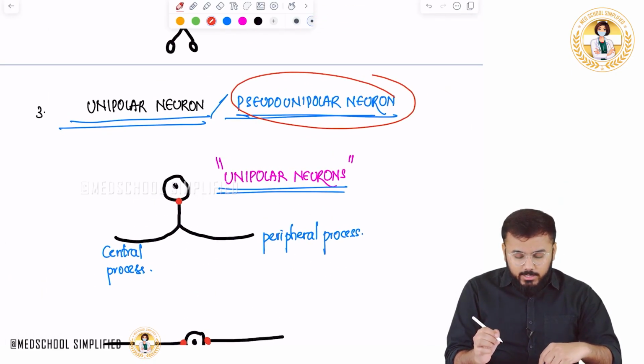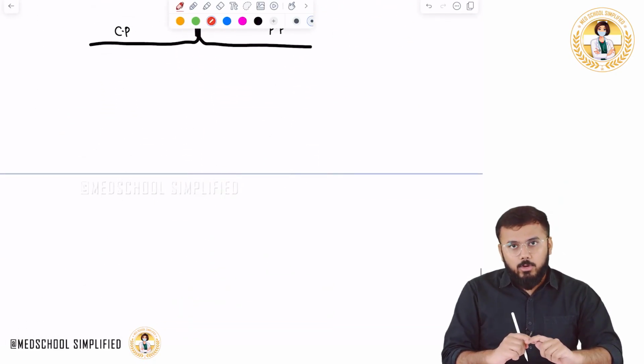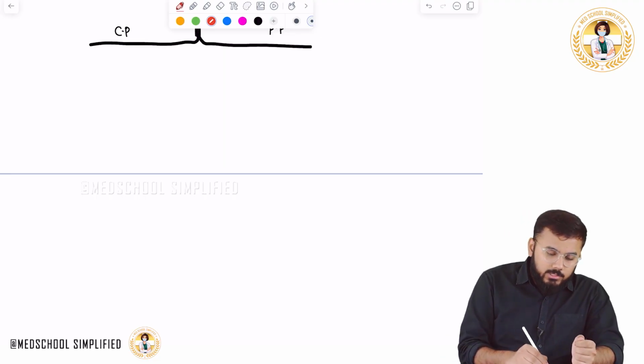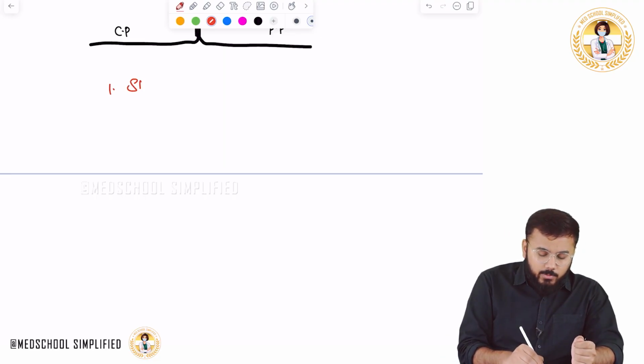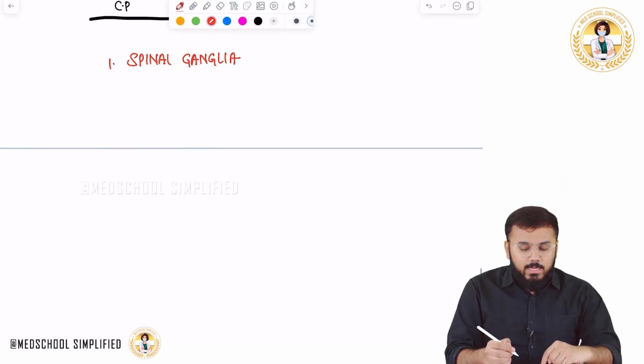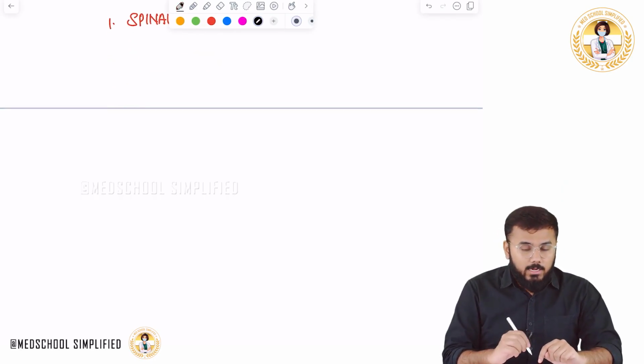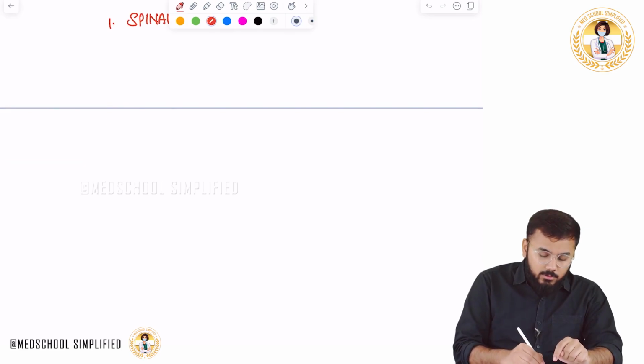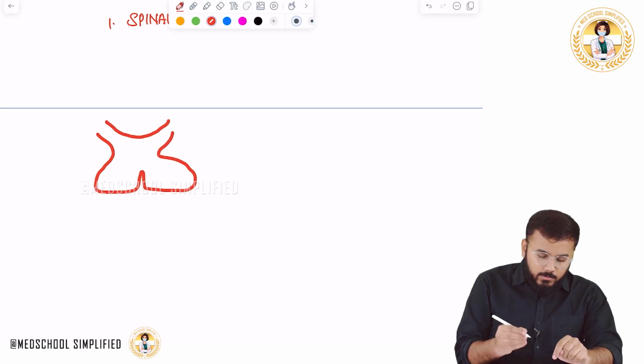Let us look at the examples of where this pseudo-unipolar neuron is present. The first important example over here is your spinal ganglia. Spinal ganglia is one such structure. Where is your spinal ganglia present? Your spinal ganglia is present within your spinal cord. Let us say this is your spinal cord over here.